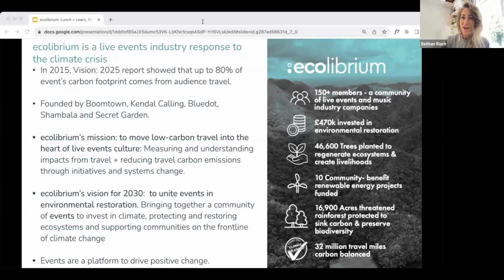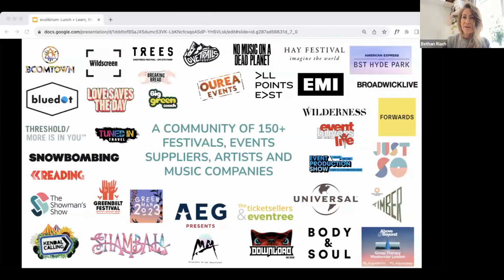So to date, we are a community of over 150 organisations. And although our founding membership is at our outdoor music festivals, we now work with many different kinds of events as well. So sporting events, film festivals, book festivals and conferences. And we also work with the supply side as well. So suppliers like Sunbelt and Cube Modular, people like the ticket sellers, and companies who are part of the solution in terms of reducing travel emissions.